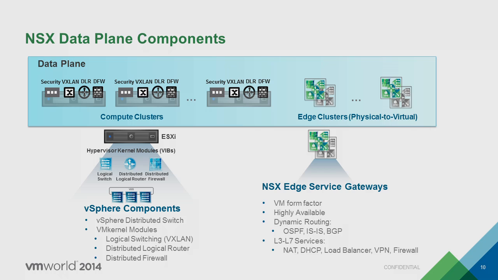And the edge service gateway also provides layer 3 to layer 7 functionality. So things like NAT, that is very important if you have a multi-tenant environment, or DHCP relay, load balancing, VPN, and firewalls.